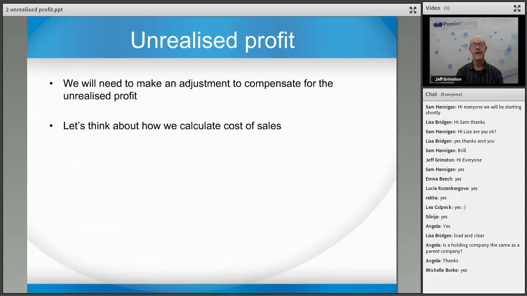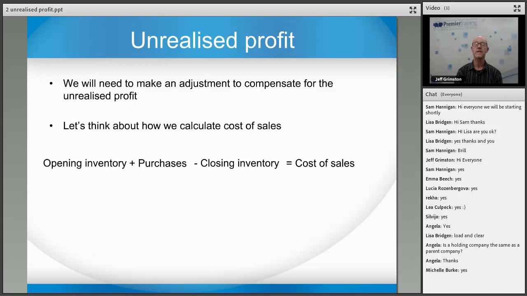And again, let's think now about cost of sales. Here you've got to cast your mind back to the advanced diploma and when you first learned to prepare final accounts. Opening inventory, add purchases, subtract closing inventory, this is the key one, gives us cost of sales.